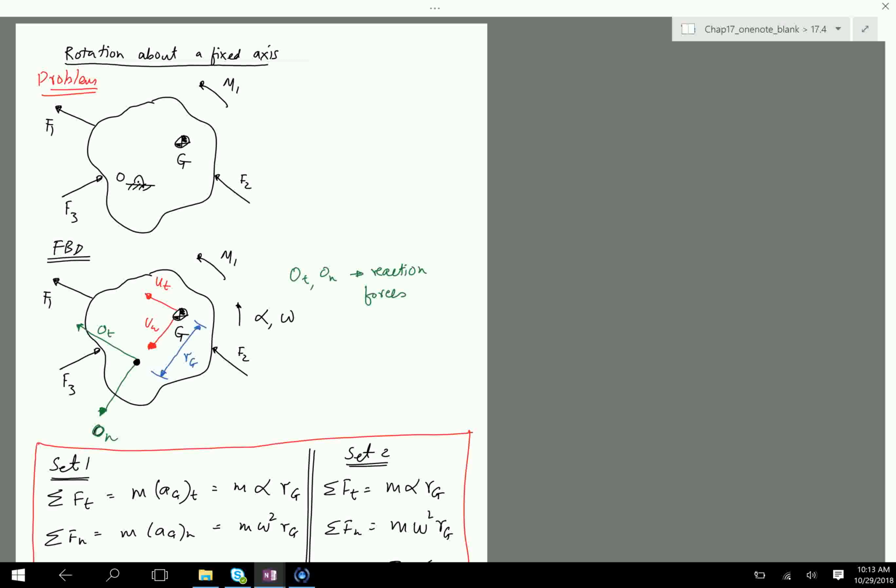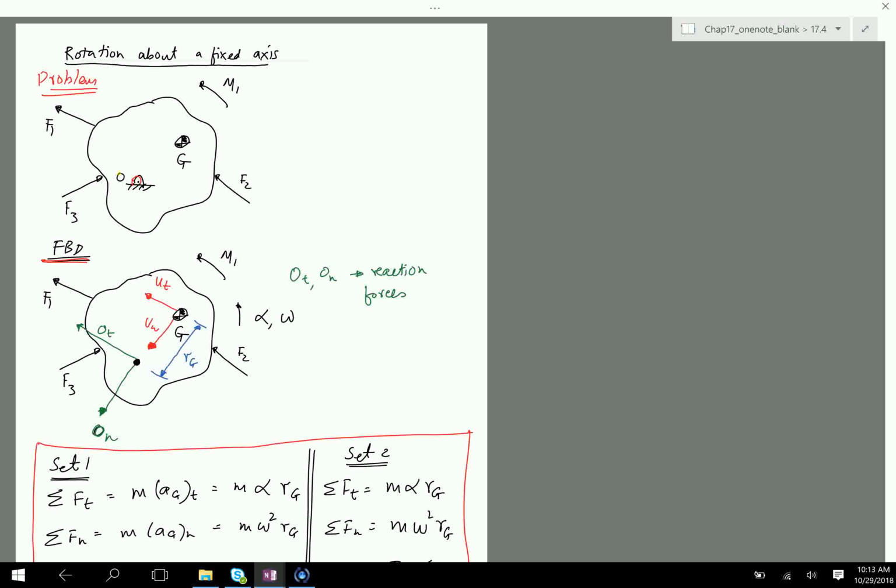The first step is to draw a free body diagram. Replace the pin joint with forces. In this case, since things are rotating about an axis, you want to use AT-AN, or normal-tangential coordinates. So I drew UT and UN. This is exactly the way I drew it for particles. UN always points towards the center of the circle, well, the imaginary circle as you rotate about point O. I put reaction forces at O, OT and ON, in the directions of UT and UN.